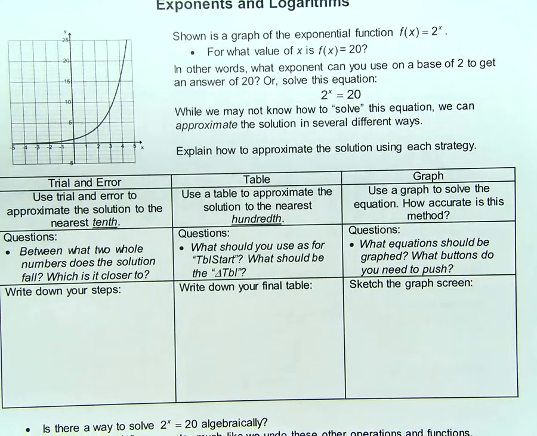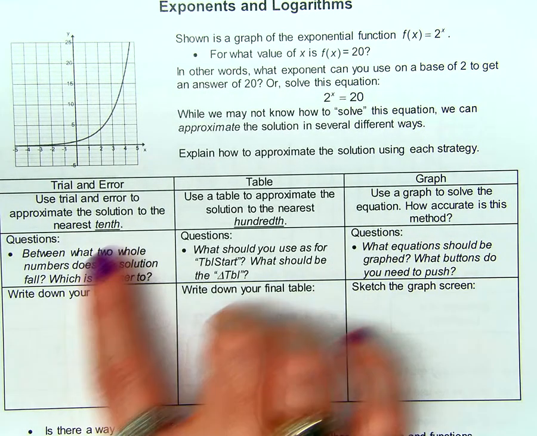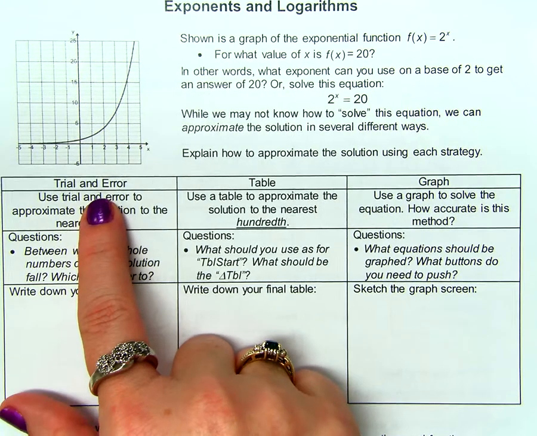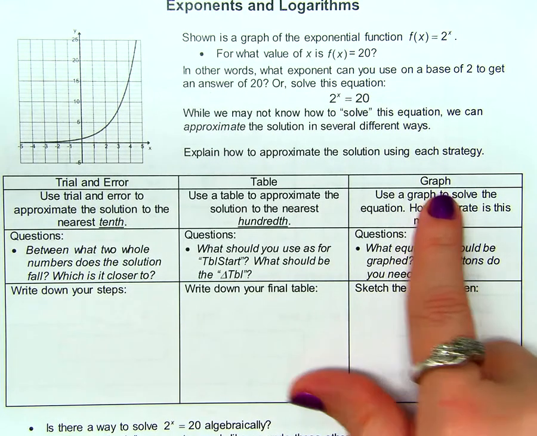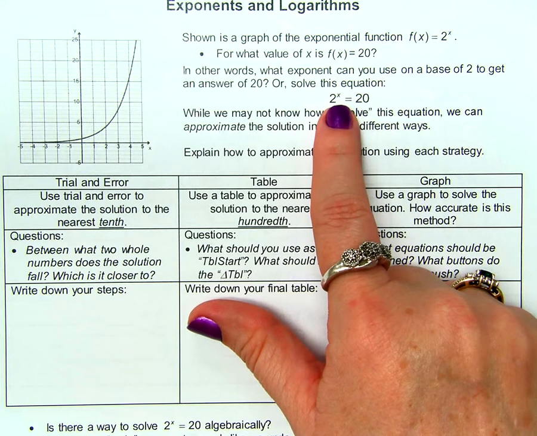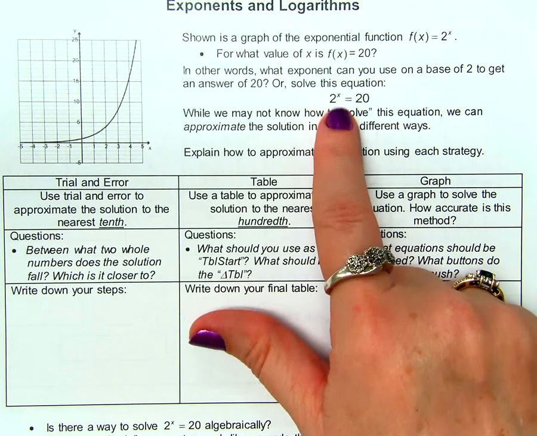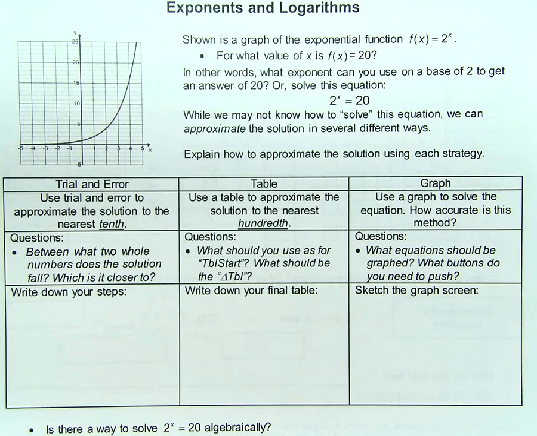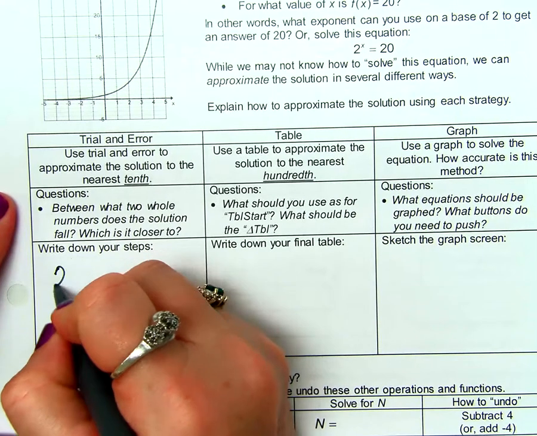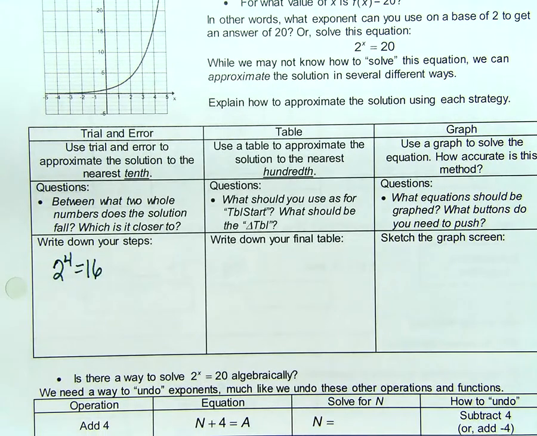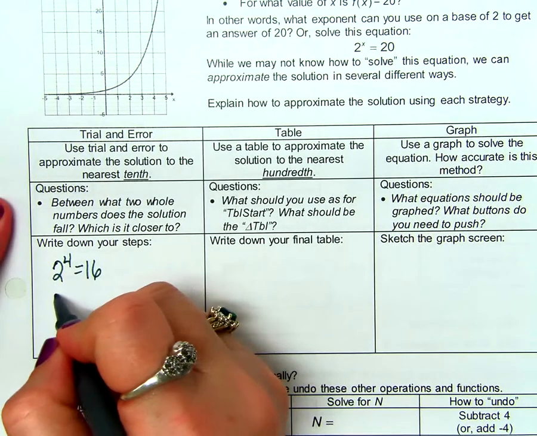Okay, so this little table right here has us guessing, and then has us using a table, and it has us graphing to see if we can find a value for x that works here. 2 to the x power equals 20. Well, we can do the guessing part relatively easy, right? 2 to what power equals something near 20? 2 to the 4th is 16, isn't it? So 2 to the 4th power is 16. What about 2 to the 5th power?